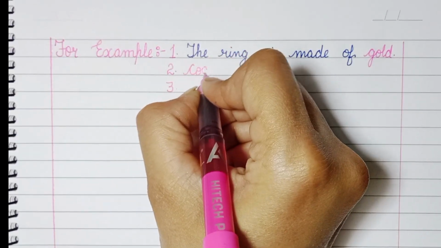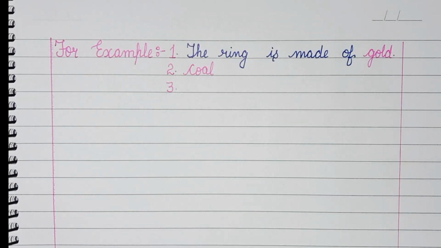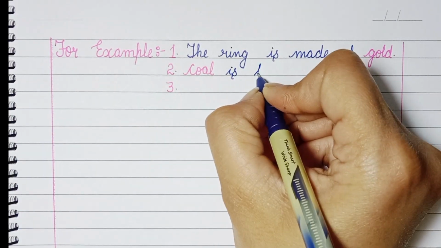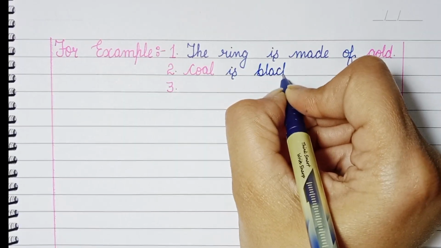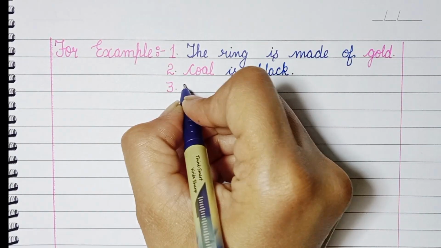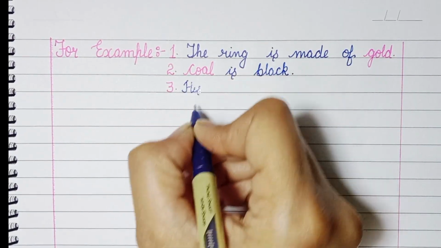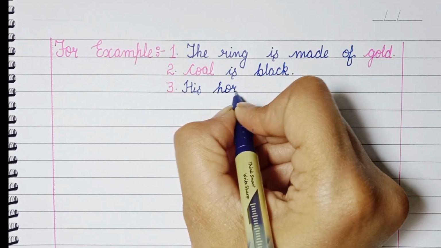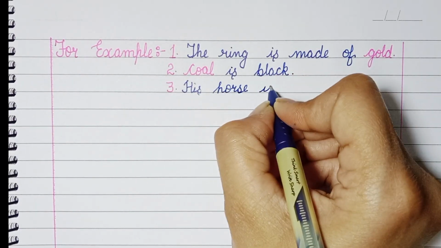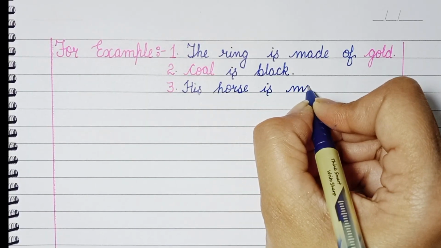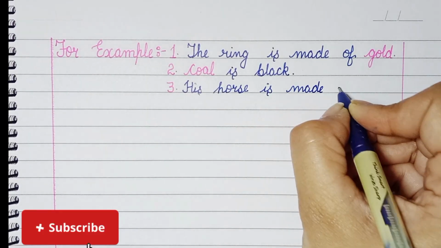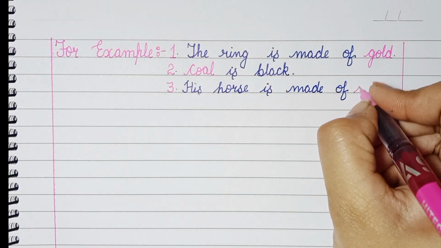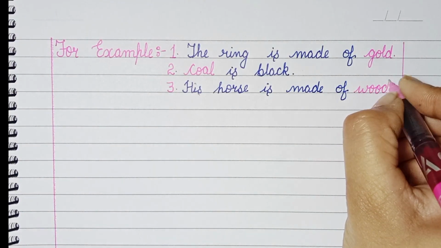Second one is coal is black. Coal is a material noun. And the third one is his horse is made of wood. Wood is a material noun.